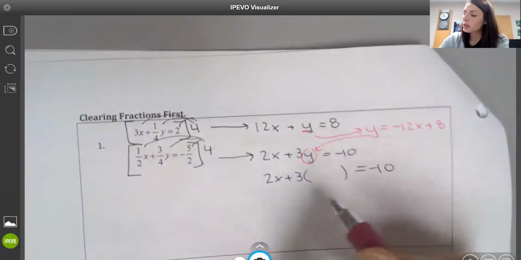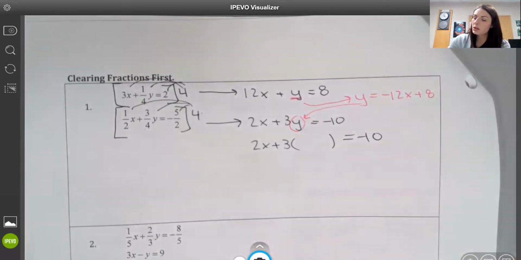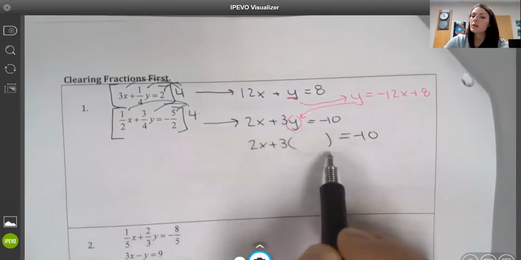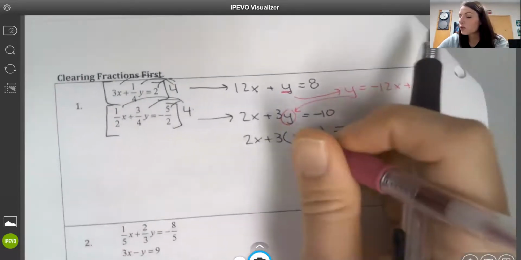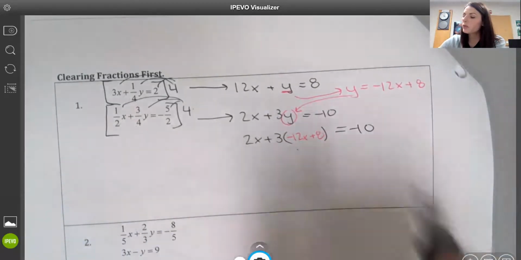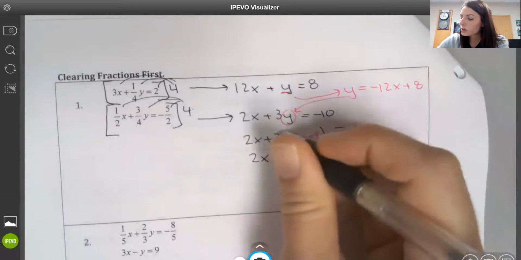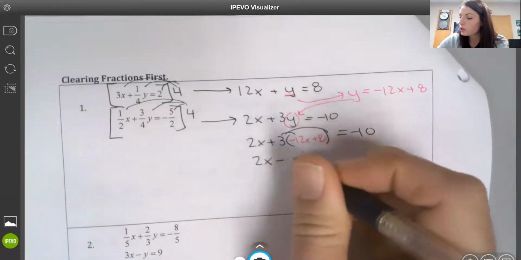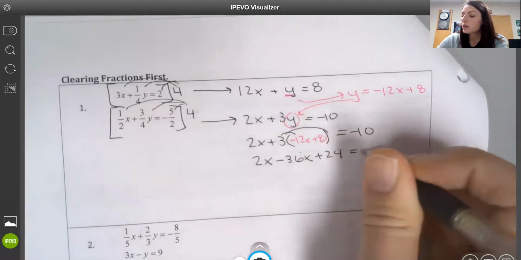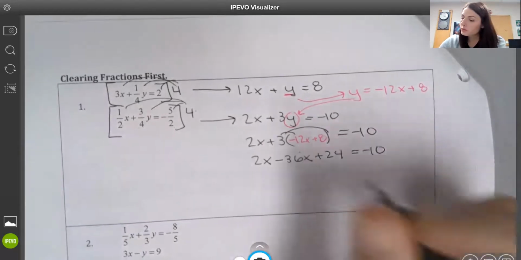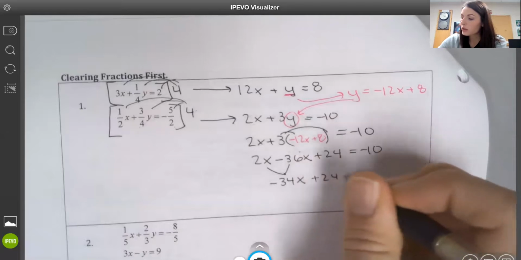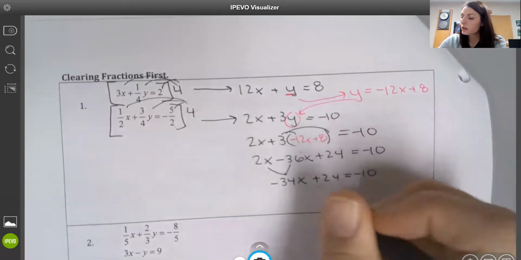equals negative 10. And in place of y, and that's kind of typically how I write my substitution. I write out the equation. I write exactly what I have here, and I just need a space where I'm substituting in. And then I fill that space with whatever expression I have up above. So now I'm going to have 2x, and remember I need to distribute here, subtract 36x plus 24 equals negative 10.